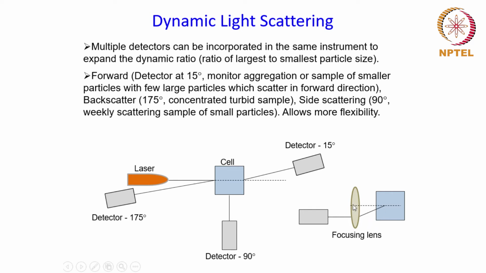Now, in order to control this light path, focusing lenses can be used, with the help of which the focus point can be varied, as you can see from here. And as the path length is reduced, the multiple scattering is also reduced, and depending on the sample type, this focus length can also be increased if there is a need.